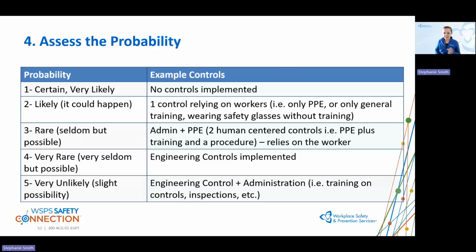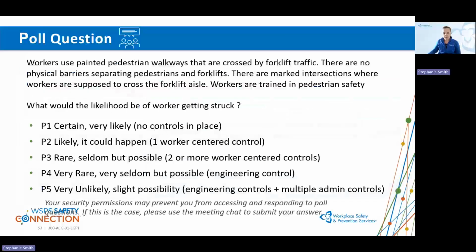So now if we go back to this situation, thinking back to my incident here, I have painted walkways, which is more of an awareness control. I've trained people, it's awareness as well. Let's say that forklifts technically do have horns on them, but again, it's awareness. What do we think now? If you're thinking of this idea before where we're saying likely could happen, it's only one worker-centric control. Maybe we have two people entirely focused on the worker. I have very seldom, I've got an engineering control. What do you think now?